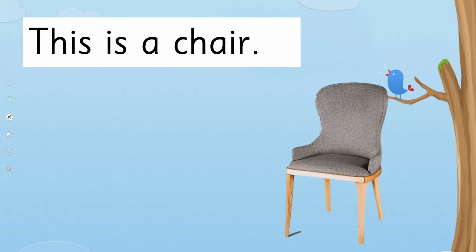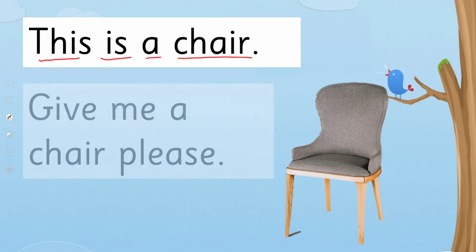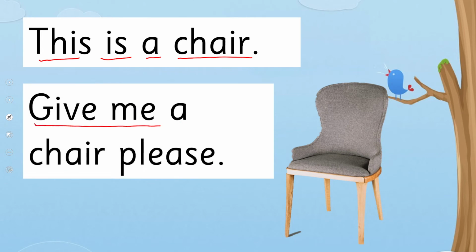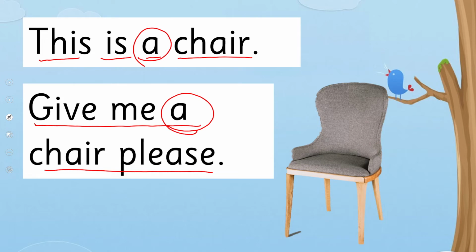If I say this is a chair, it can be any chair I'm talking about. And if I say give me a chair please, it means you can give me any chair. This article a is referring to any, in general.